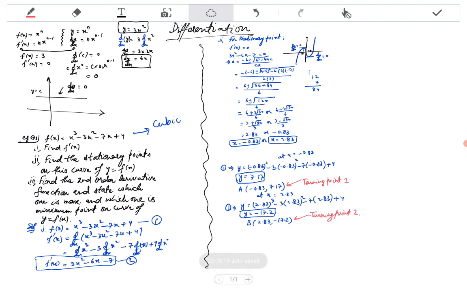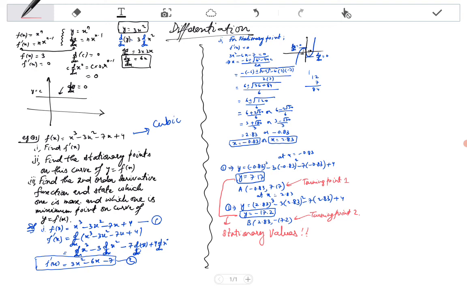I think I should state here these are two stationary values. These are stationary values. Only the y coordinates are the stationary values, and the stationary points or turning points are paired values of x and y. Hope you understand that.